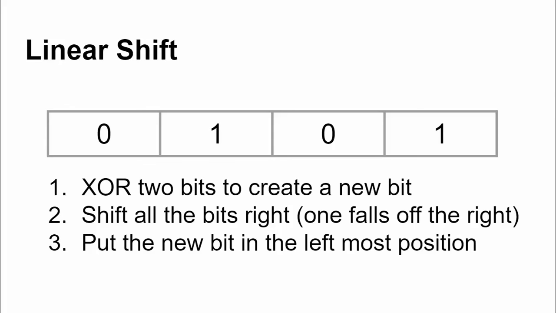So here's the formula for linear shift. We're going to take two bits. Doesn't matter which bits. Those are called the taps. That's the technical term for them. And we're going to take those bits and XOR them together to get a new bit. Then we're going to take all of the bits in our number and shift the number down by one position. So the bit that's on the right is going to fall off. In binary, this is a division by 2. That just shifts everything to the right.